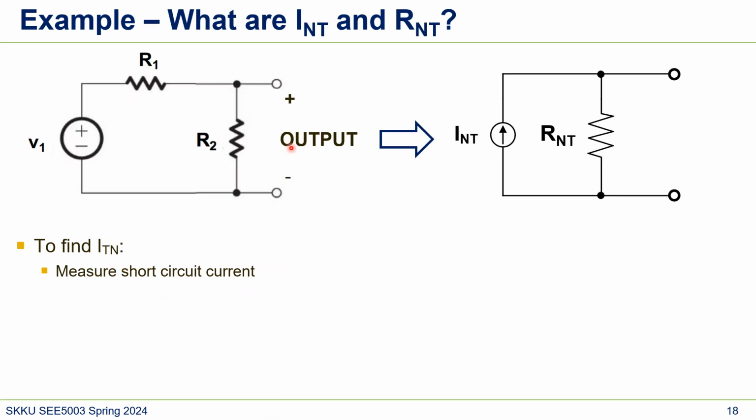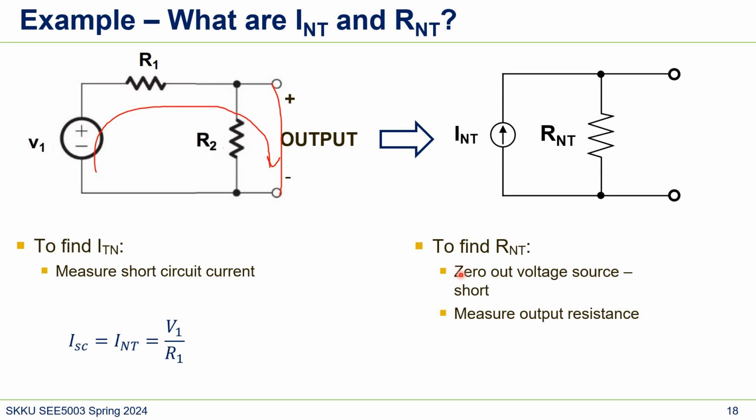Here's how we calculate it. Our purpose is that there is a certain circuit, and we want to convert it to Norton equivalent. Again, the Norton equivalent has a single current source and a single resistor. To find current IN, current Norton, what we said is measure short circuit current. So if we short here, then current will flow this way. So the current will be V1 over R1. So this number will go here.